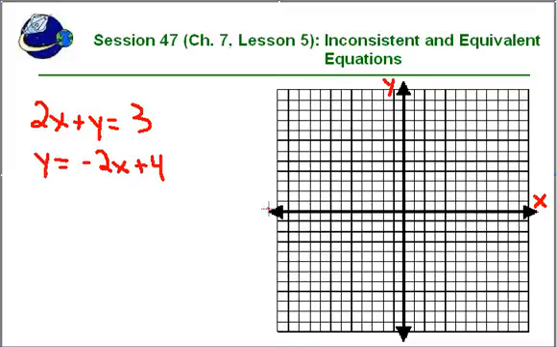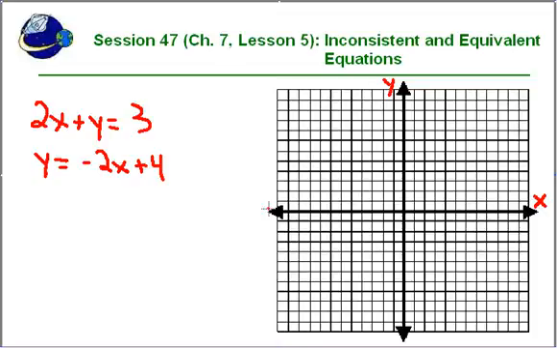In session 47, we're going to take a look at inconsistent and equivalent equations. At this point, we've been looking at simultaneous equations that have intersected in one point, that one point representing a common solution to both of those equations. We're going to take a look at some exceptions to that.